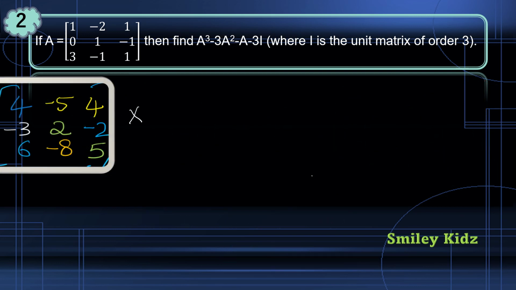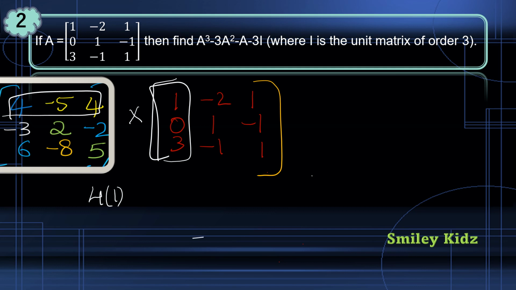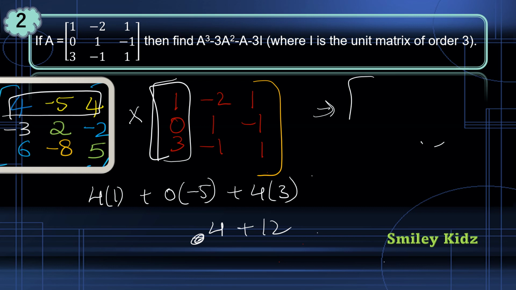A square into A, that is [1 -2 1; 0 1 -1; 3 -1 1]. Now take the first row with the first column. You'll have 4 into 1 plus 0 into minus 5 plus 4 into 3, that is 4 plus 12, that is 16. So here our first element is 16.